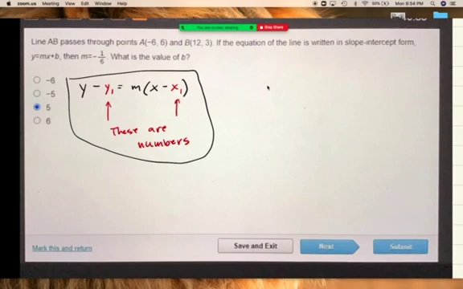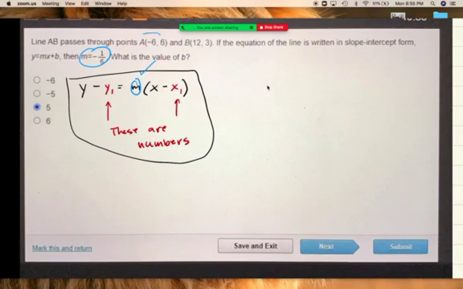First, I want to say that eventually we're going to get it into this form so that we can figure out what B is, because that's what it's asking. It says, what's the value of B? So eventually, we're going to make it look like this. But right now, since they give us the M, they give us this part. So that's already taken care of.